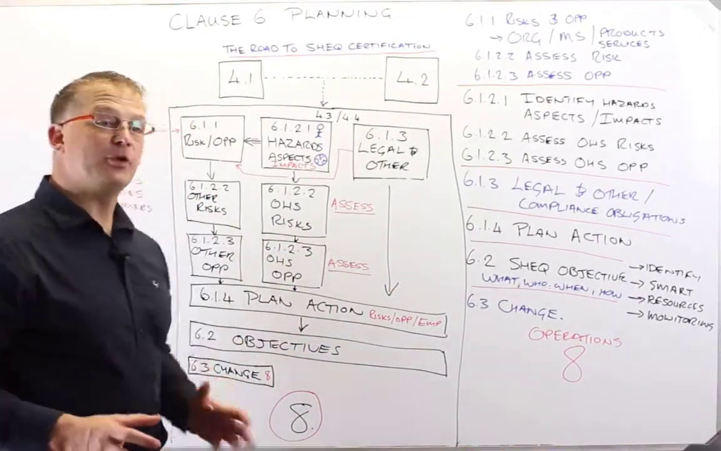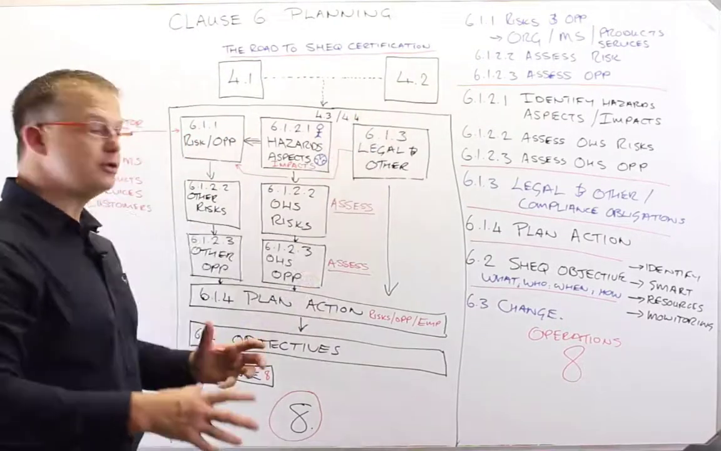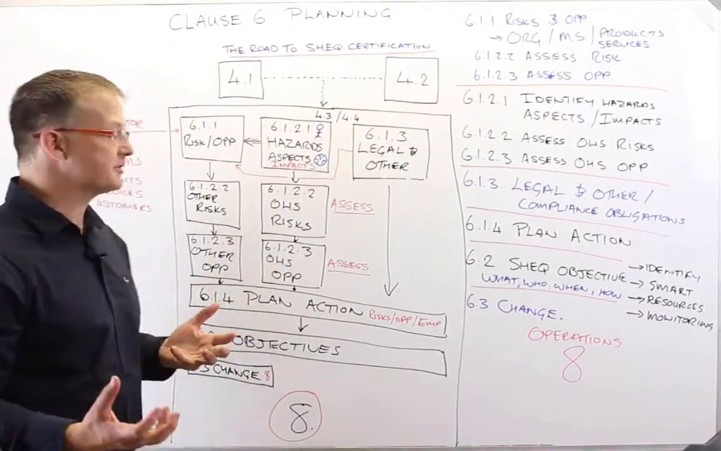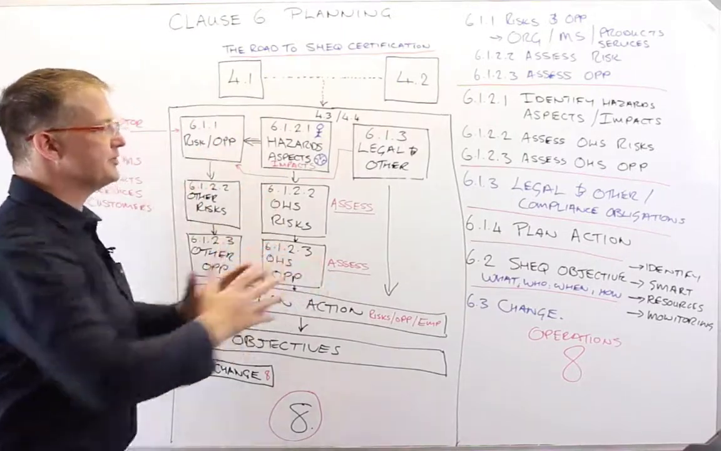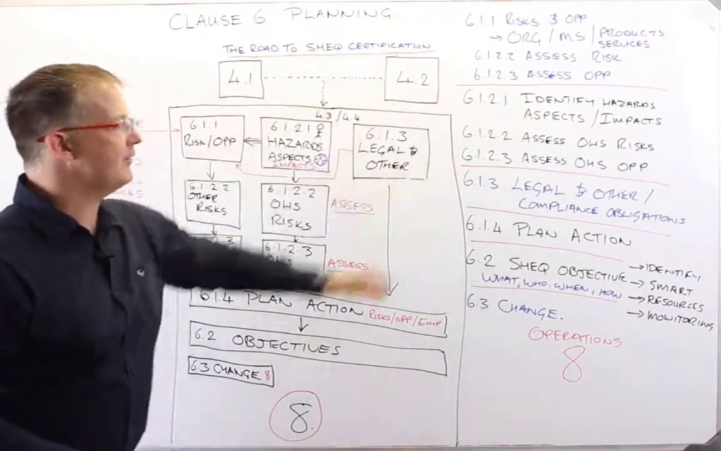So we hope that this summary of Clause 6 planning helps you to understand what could be quite a complex clause, and breaks it down into its individual processes, and we link the various numbers.